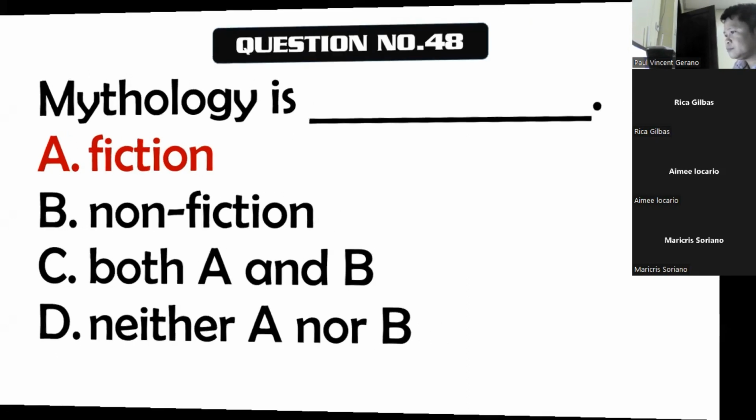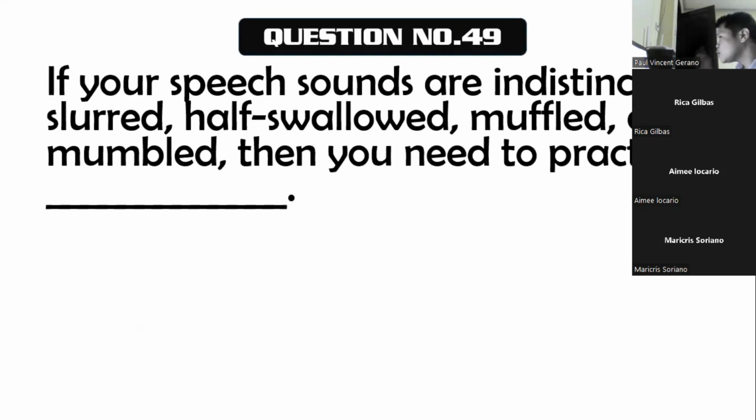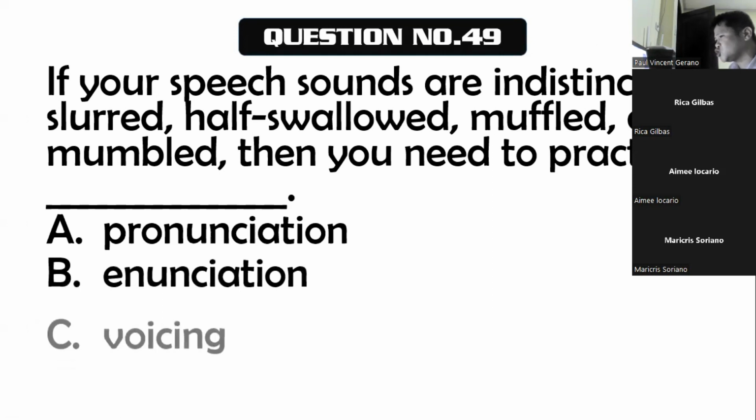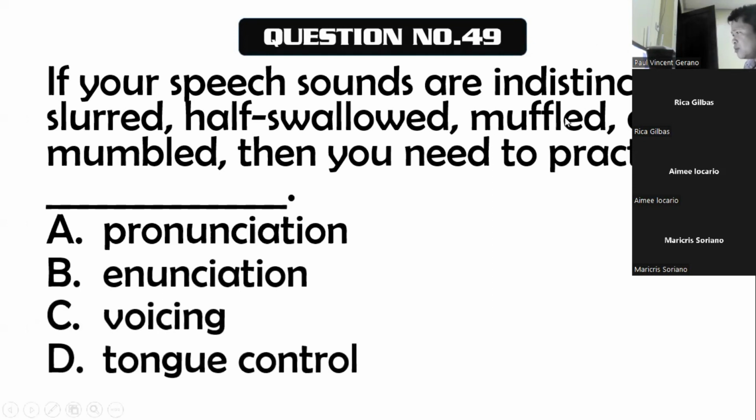49. If your speech sounds are indistinct, slurred, half swallowed, muffled, or mumbled, hindi maintindihan yung mga sinasabi mo, then you need to practice what? A, pronunciation. B, enunciation. C, voicing. D, tongue control. What's the answer? Correct. Huh? Chenny, hindi pronunciation yun. It's enunciation. Letter B. Why? What is enunciation? Enunciation is the act of pronouncing words or parts of words clearly. Clear pronunciation of words is enunciation. That's letter B.